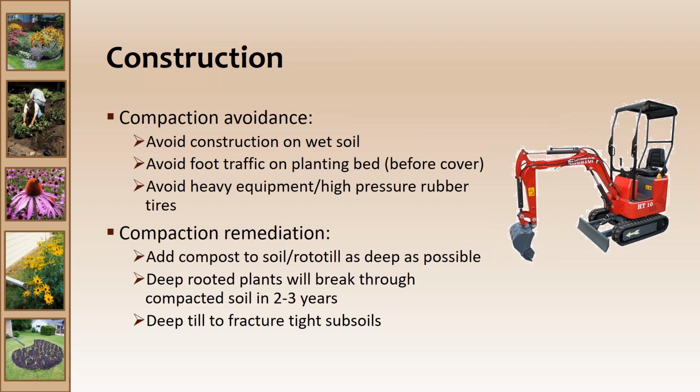If the soil does get compacted, there's some remediation measures, but they may not be all that effective, such as rototilling, compost, again, planting deep-rooted plants, but that could take a couple, 3 years before the roots get growing deep enough. And you could also try deep tilling, but that requires some equipment itself. So really avoidance is the key when it comes to compaction.